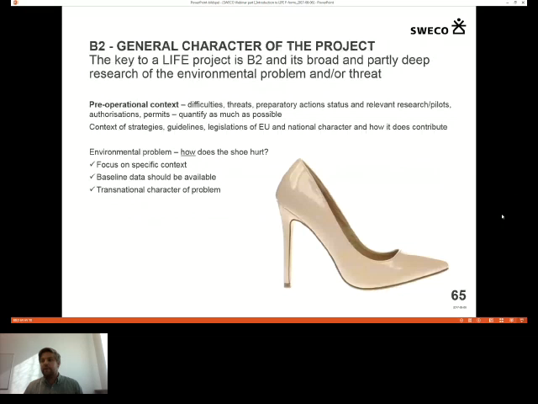We will go further to something that could be more complex, but even more important to do right. Form B2 is the general character of the project. It involves explaining the environmental problem that you are trying to address, as well as, at least in the case of environmental resource efficiency, the pilot or demonstration character of the project.